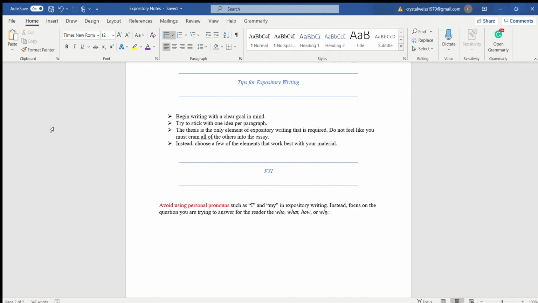Just an FYI, you want to avoid using personal pronouns such as I and my in expository writing. Instead, you want to focus on the question you're trying to answer for the reader. The who, what, how, or why. In general, in academic writing, we avoid I, my. You really should avoid you. Don't ever say you. Do not talk to your reader directly. Certainly never say you should to your reader.